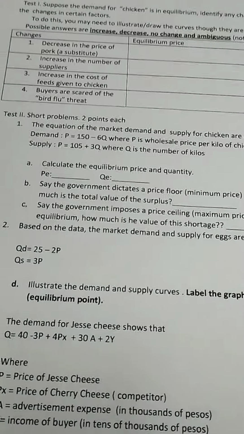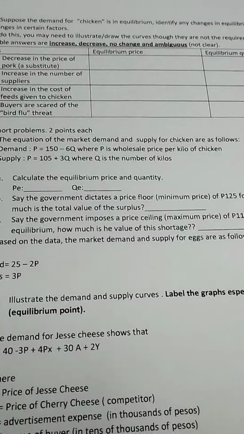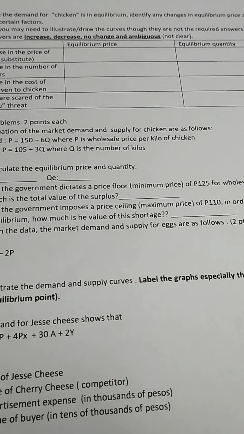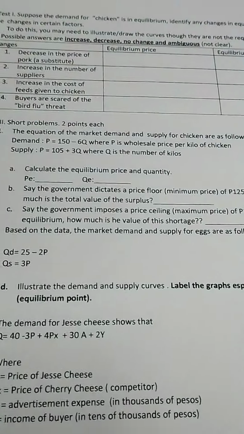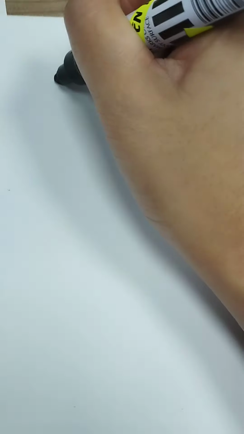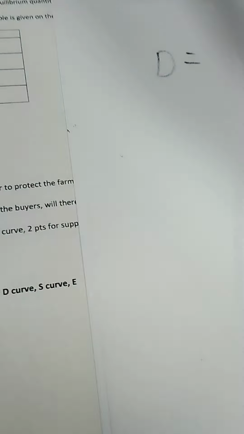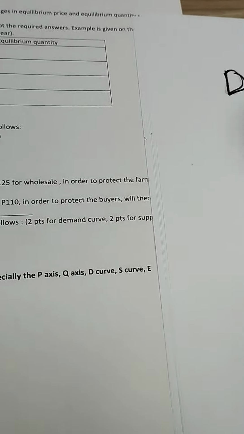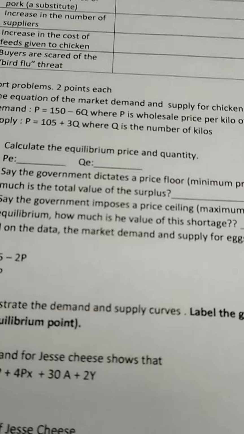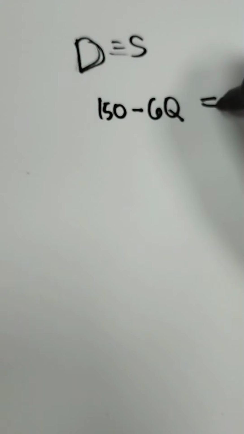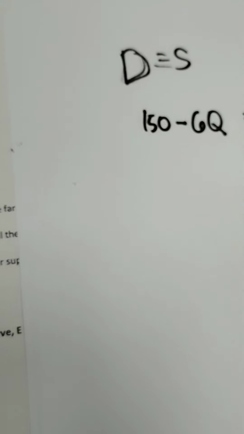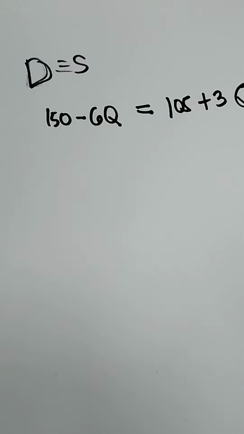Now for test 2, we have the short problems. The first one is: the equations of the market demand and supply for chicken are as follows. We need to compute the equilibrium price and quantity. To do that, if it's equilibrium, we're assuming that demand is equal to supply. Demand is 150 minus 6Q, while supply is 105 plus 3Q.